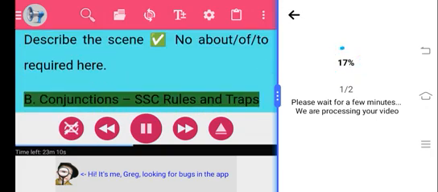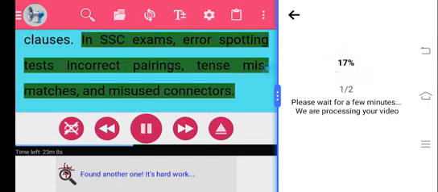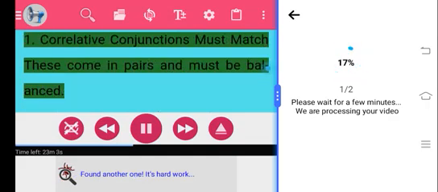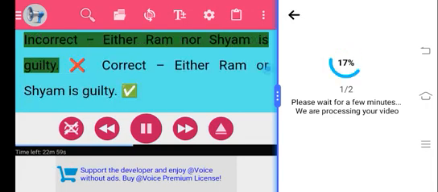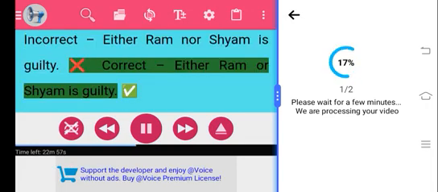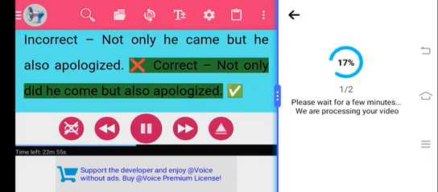B. Conjunctions. SSC rules and traps. Conjunctions join words, phrases, or clauses. In SSC exams, error spotting tests incorrect pairings, tense mismatches, and misused connectors. 1. Correlative conjunctions must match. These come in pairs and must be balanced: either, or; neither, nor; not only, but also; though, yet. Incorrect: Either Ram nor Shyam is guilty. Correct: Either Ram or Shyam is guilty. Incorrect: Not only he came but he also apologized. Correct: Not only did he come but also apologized.